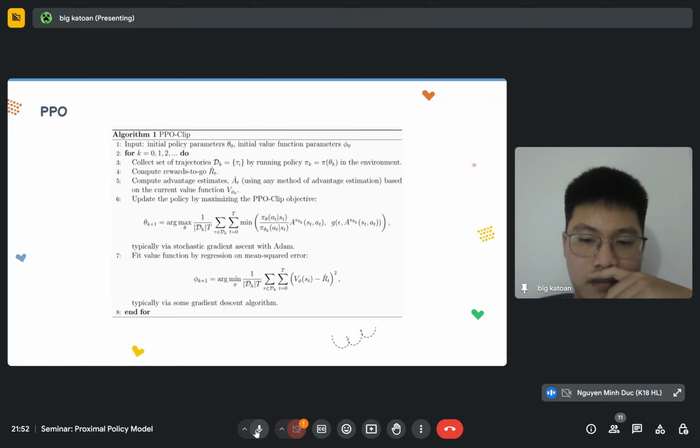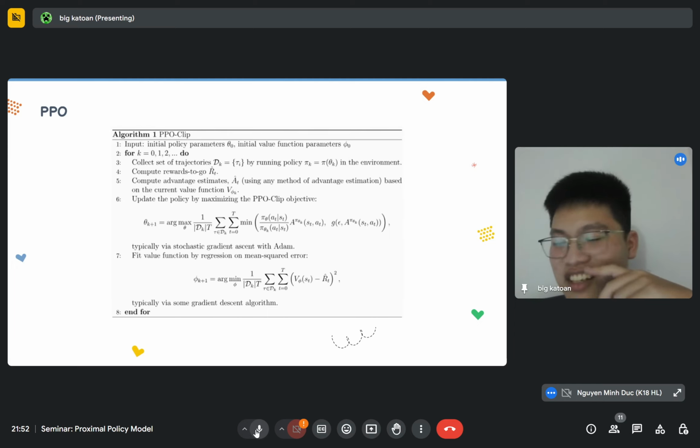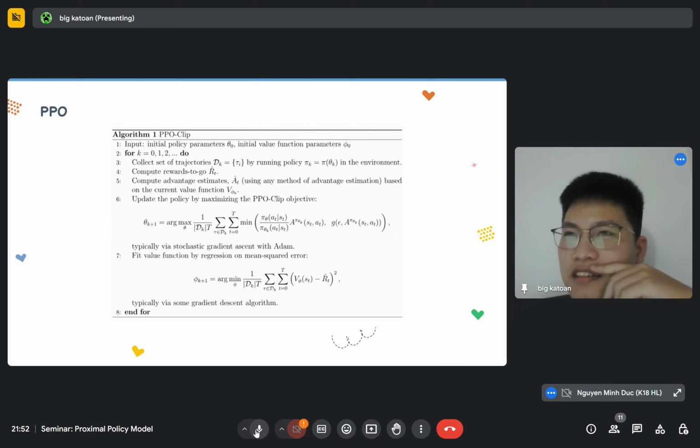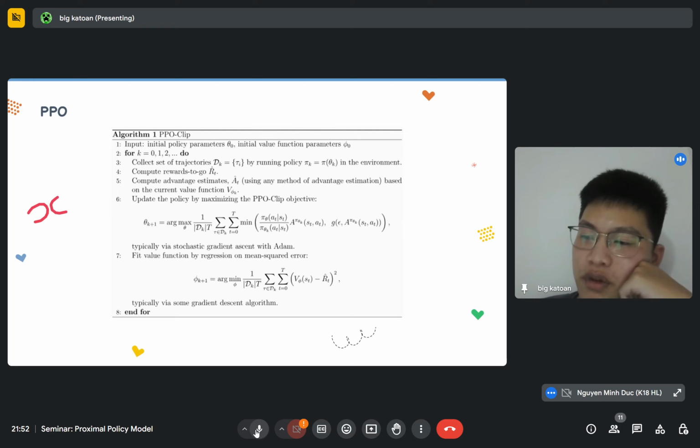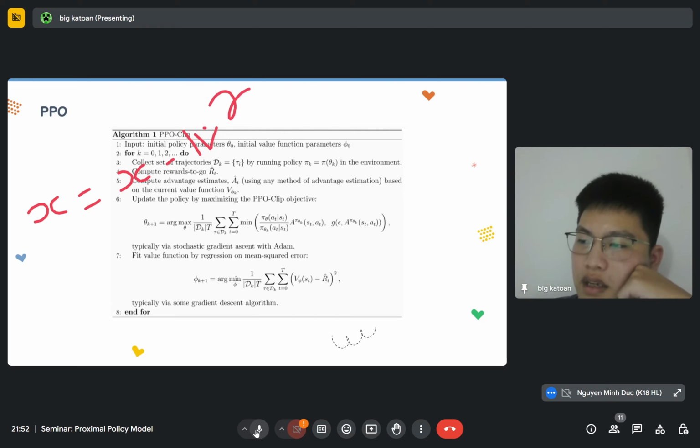Can you tell me about the function of gradient ascent? Actually, gradient ascent is just like that. You remember gradient descent, right? The gradient descent is like that, with the learning rate times the gradient of the loss. The gradient ascent just changes the minus into plus.